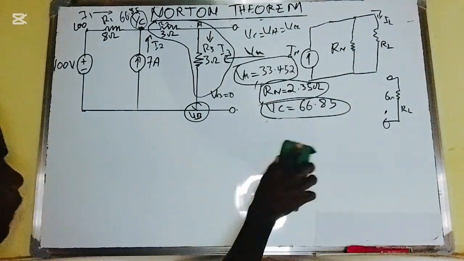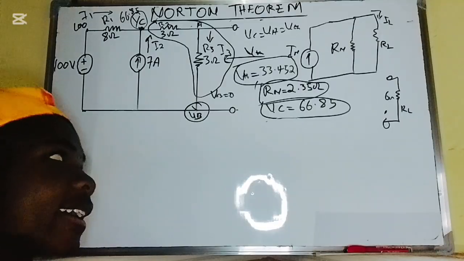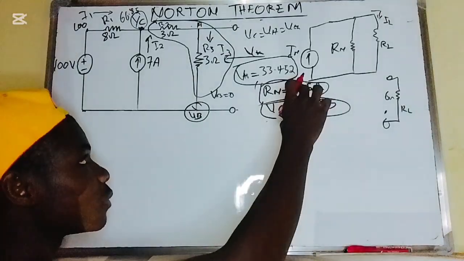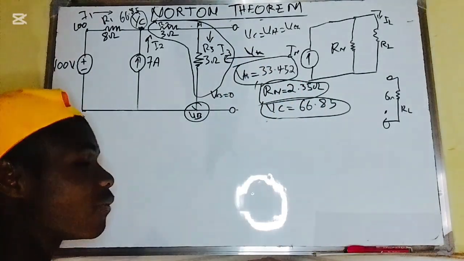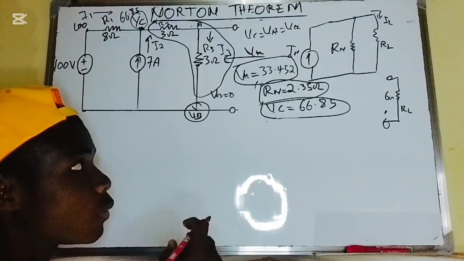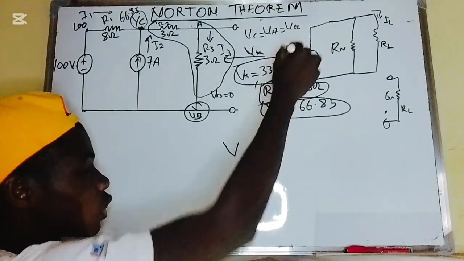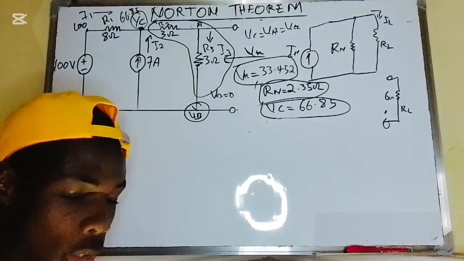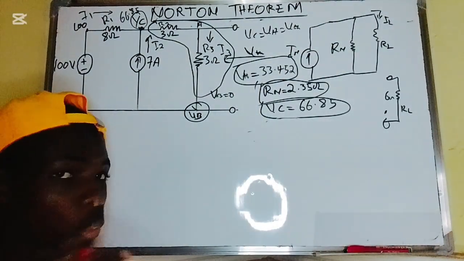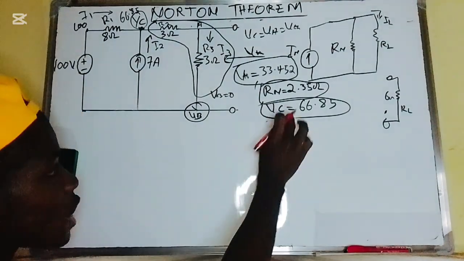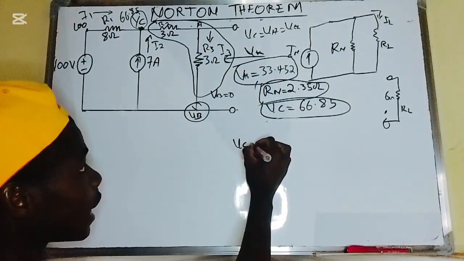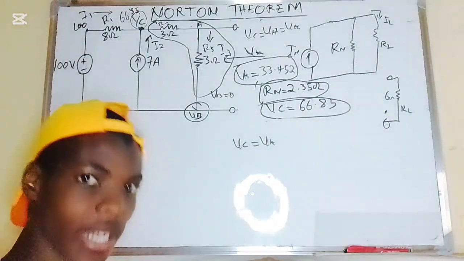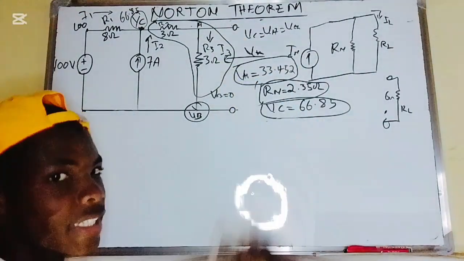Up till now I'm looking for the value of the Norton's current. So I find the value of VC, because we are using the Thevenin voltage in order to find the Norton's current. As long as we are dealing with Thevenin's theorem and we find this, VC should now be equivalent to our Thevenin voltage. But don't forget, this is not voltage, it is currents. So that's the reason we cannot directly substitute it.